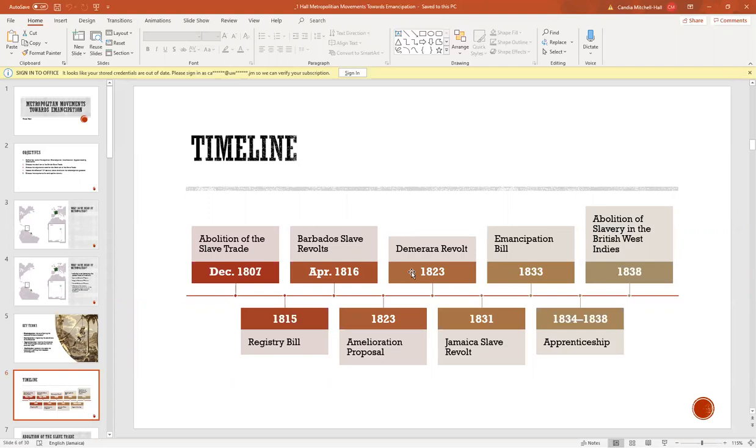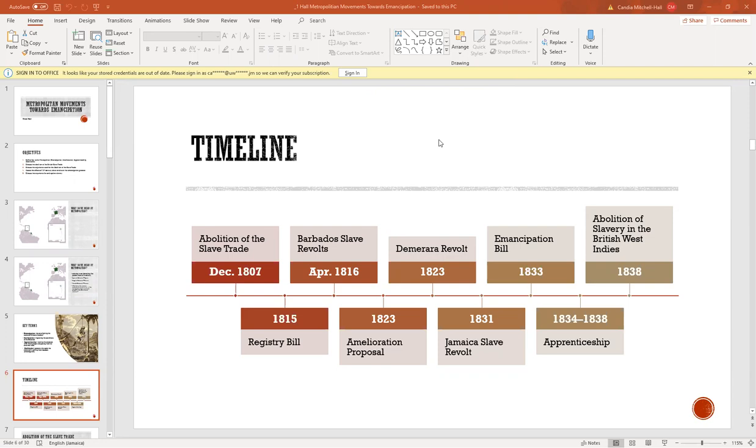It meant what they believe it meant for them. In the Barbados slave revolt, let us go back to Barbados. For the Barbados slave revolt, what did the enslaved people think that the registry bill meant for them? Sir, they thought that it was like the planters or the plantation owners interfering in their own rights. They thought that they were trying to thwart their progress to freedom.